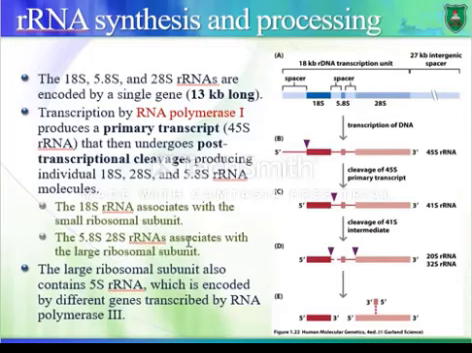Now, let us talk about the RNA synthesis and the processing of ribosomal RNA inside our cells. So, you remember that we have the 18S, 5.8S, and 28S ribosomal RNA, and we have the 5S ribosomal RNA. The 18S, 5.8S, and 28S ribosomal RNAs are encoded by a single gene with a length of 13 kilobases.